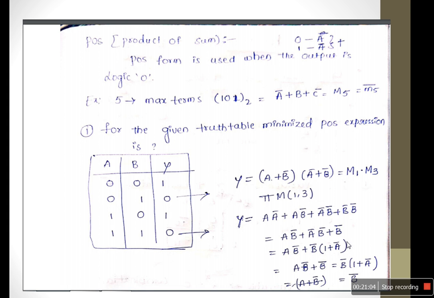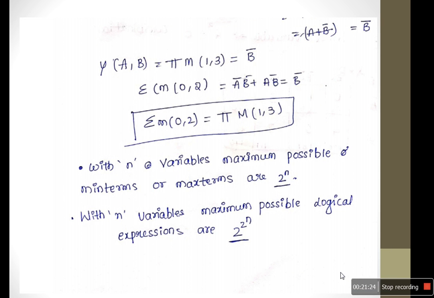So 1 plus A bar, I am getting. 1 plus A bar value is 1. Again I am having AB bar plus B bar. In these two terms I am having the common B bar. If I take B bar as common, I get 1 plus A bar. So 1 plus A bar again is 1. So the output expression is B bar.